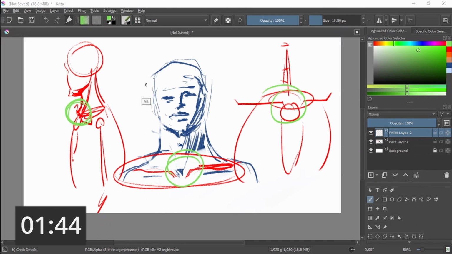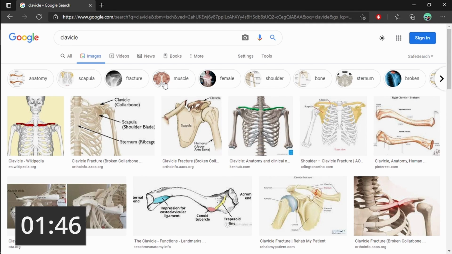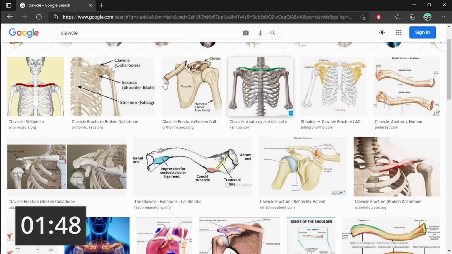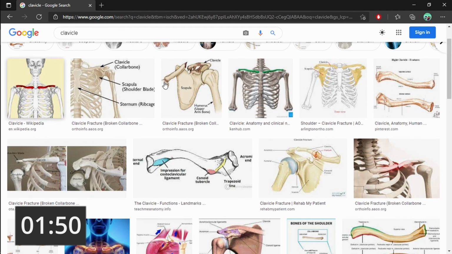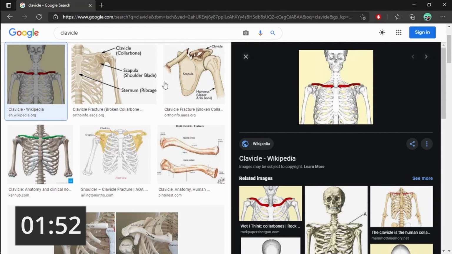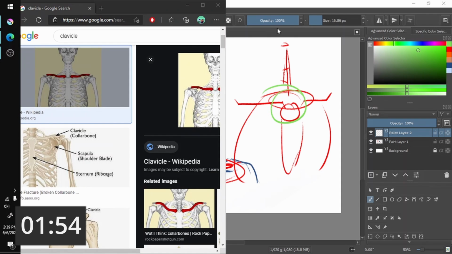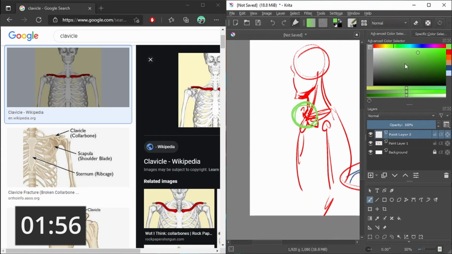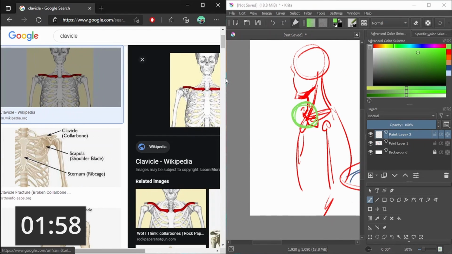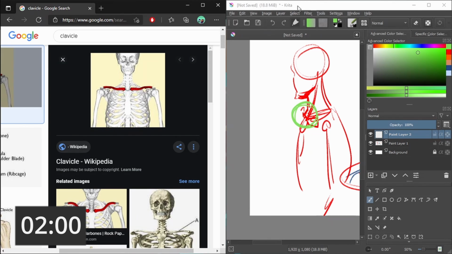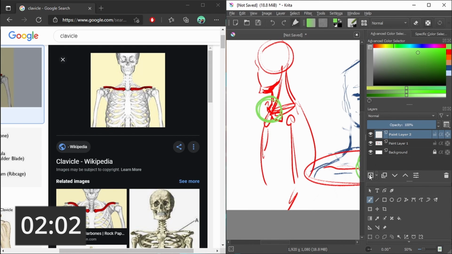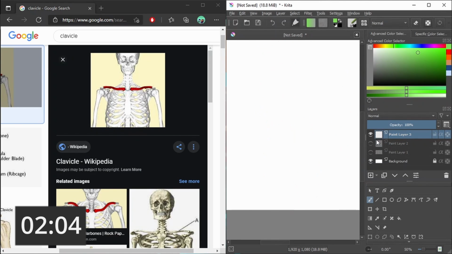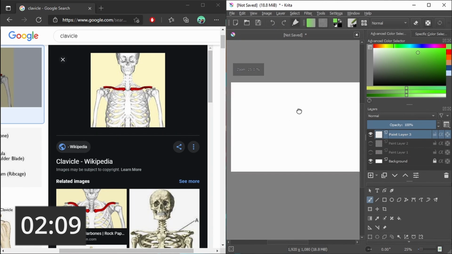So, I have opened a bit of Google Images. Yes, our friend Google Images. If we look over here, we immediately get a picture of the clavicle. If we just drag this to the side, we can see that this is the clavicle over here. So, going based on this, let's create a new layer and hide this initial one. Okay, there we go. You can see that it's kind of like this.